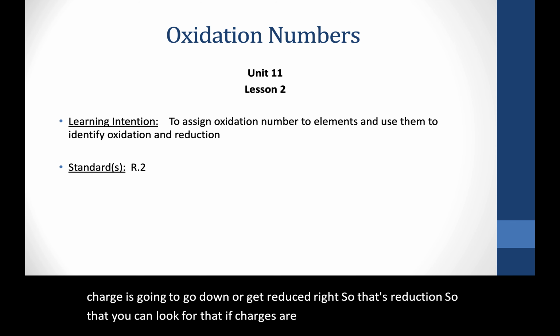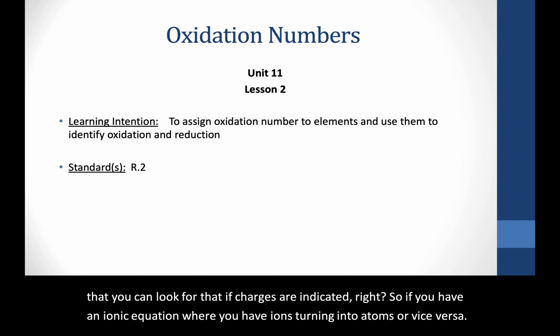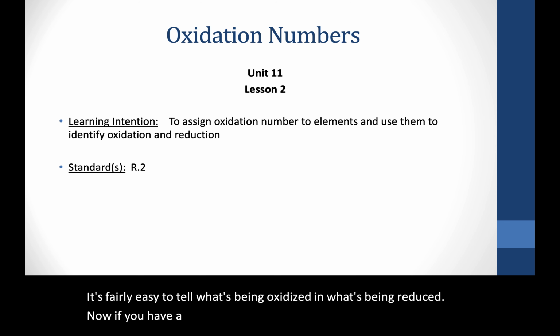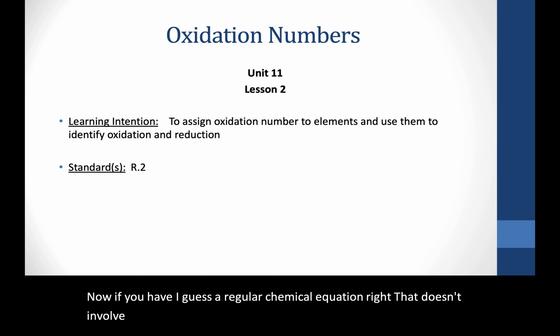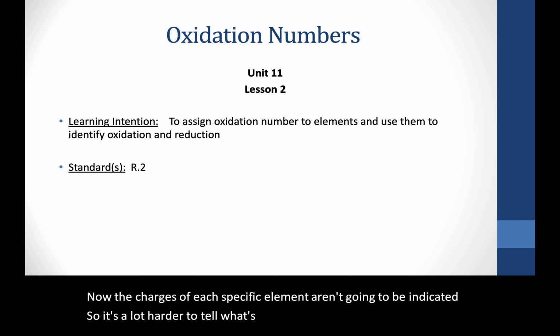So if you have an ionic equation where you have ions turning into atoms, or vice versa, it's fairly easy to tell what's being oxidized and what's being reduced. Now, if you have a regular chemical equation that doesn't involve ions, the charges of each specific element aren't going to be indicated, so it's a lot harder to tell what's being oxidized and what's being reduced.